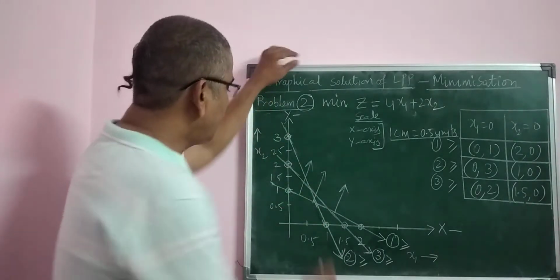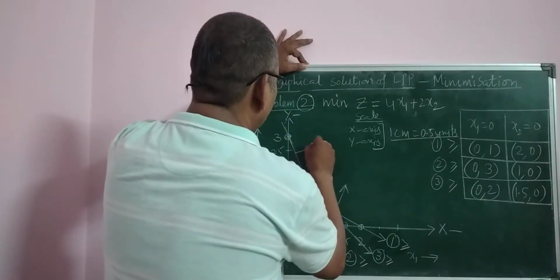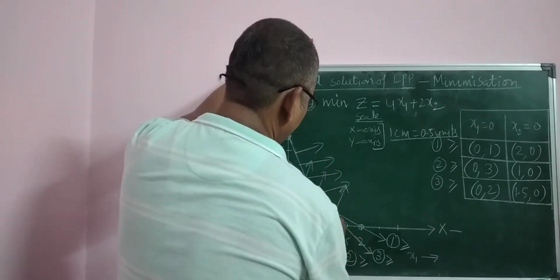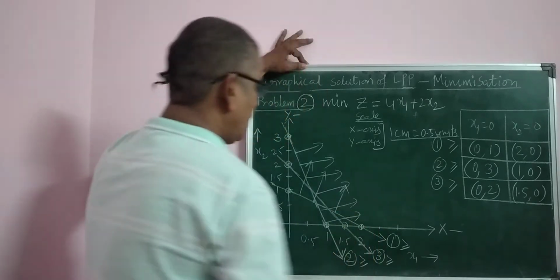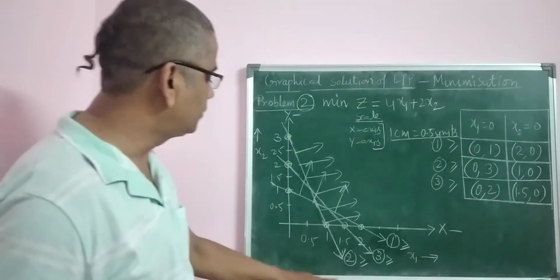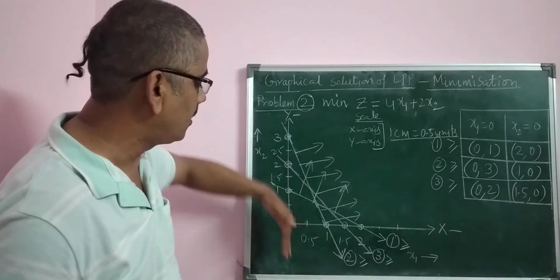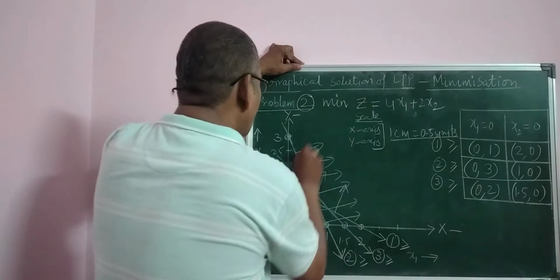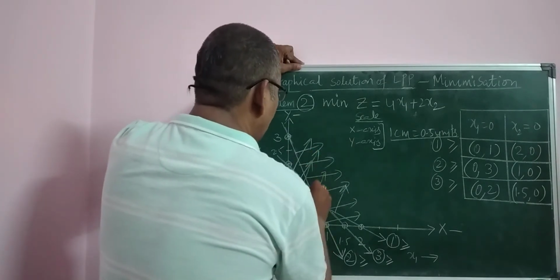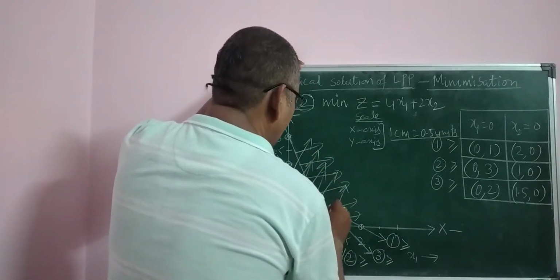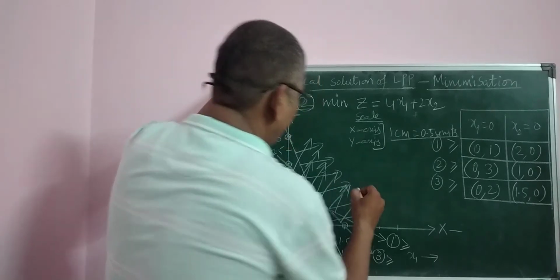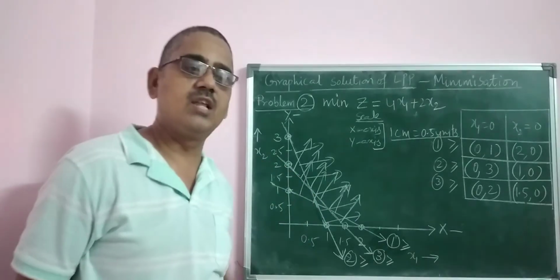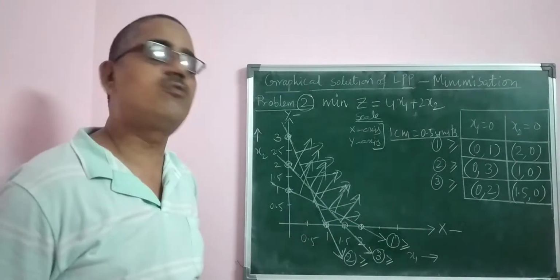Equation 2 is also greater than or equal to, so shade the region above the line, not below the line. And equation 3 is also a greater than or equal to constraint, so shade the region above the line in the first quadrant. So therefore this is the region.